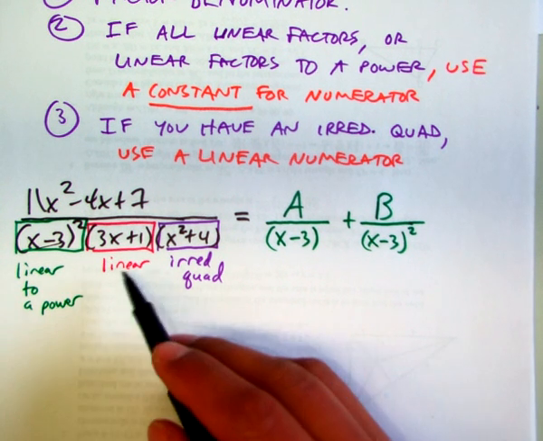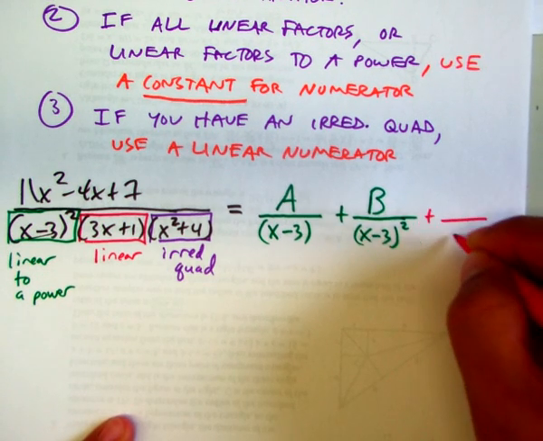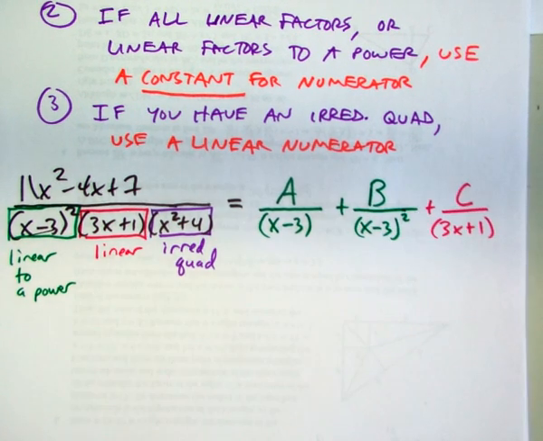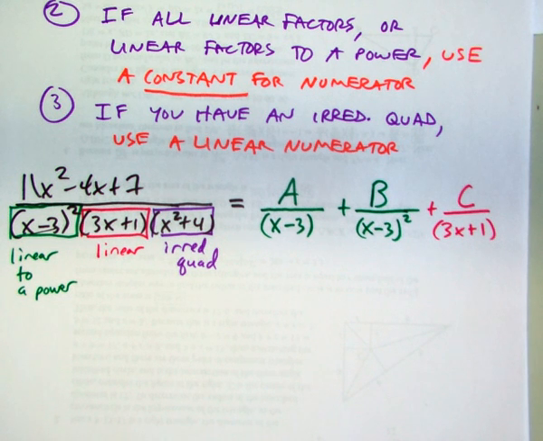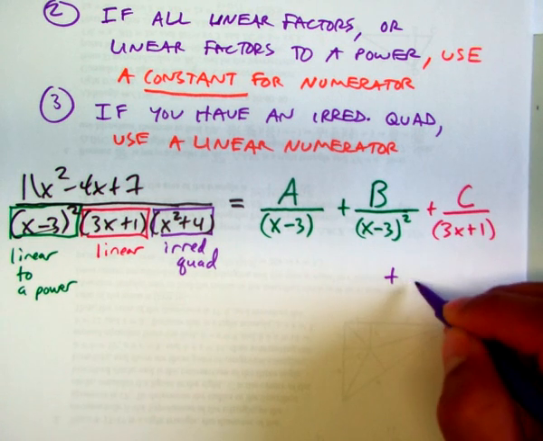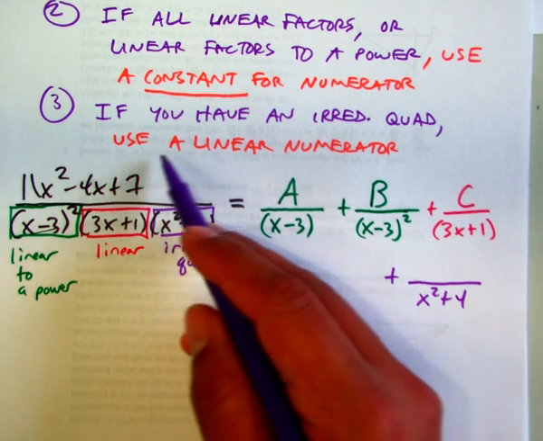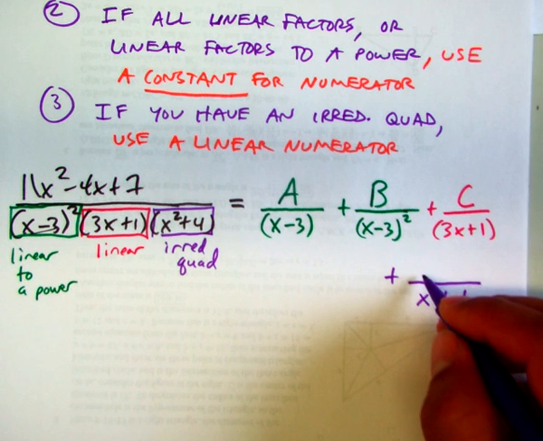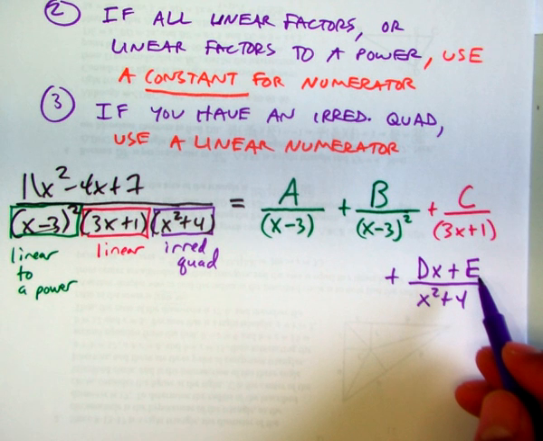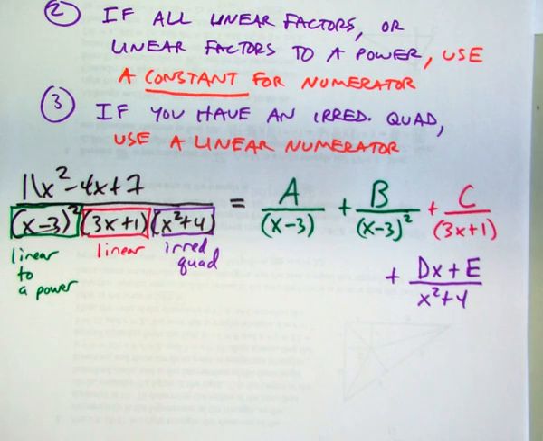Next scenario. I have a linear, just a normal linear. So all I need is one of those. So we do 3x plus 1 in the denominator. And again, since this is linear, I just need a constant in the numerator. Okay? Last scenario is an irreducible quadratic. So I need to throw in another fraction with an x squared plus 4 denominator. And because this is an irreducible quadratic, you have to use a linear numerator. So what we need to do is something like dx plus e. This is what a linear equation would look like, but we use variables d and e. And that's it. That's your setup. Okay?